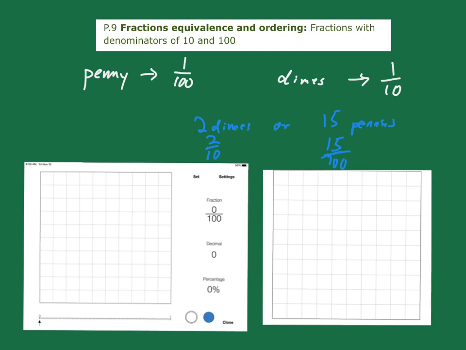Now, 15 pennies might be a lot to carry around. 2 dimes is a little bit easier. But 2 dimes is actually worth more, right? Because this would be worth 20 cents. And 15 pennies would be worth 15 cents. And we all would rather have 20 cents than 15. So we look at the value here. And we're going to be using these denominators of 10 and 100 to figure these out.